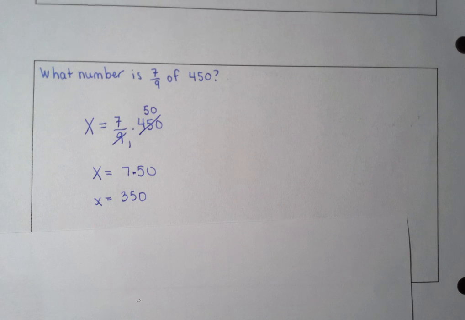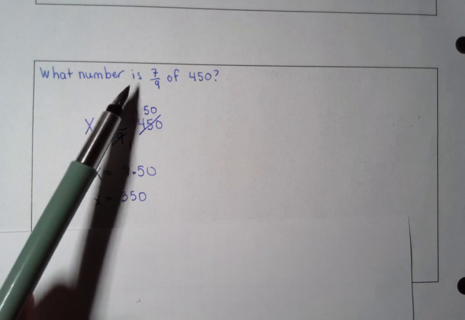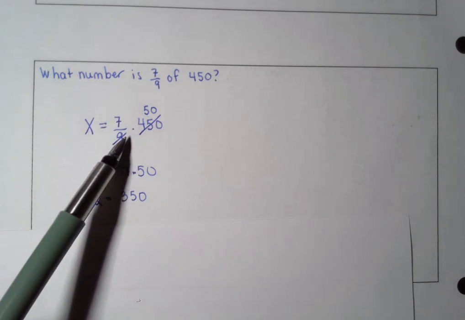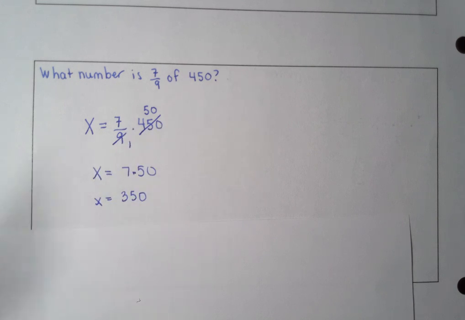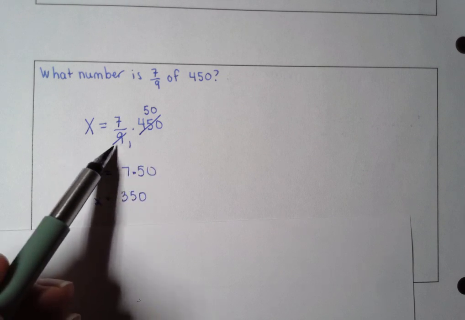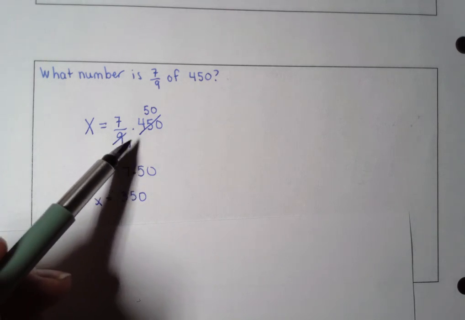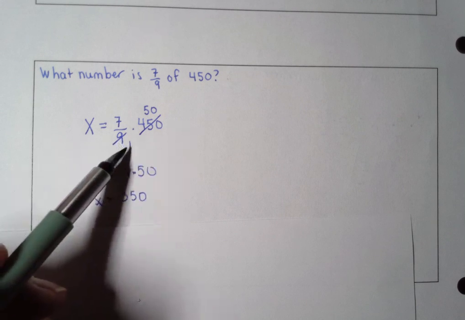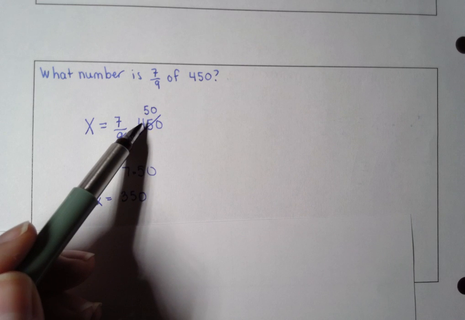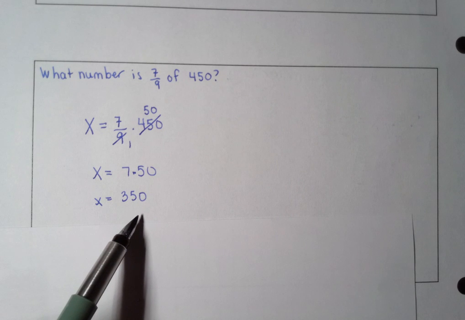And so checking this last answer, I translated this into an equation using x representing what number, is represents an equal sign, 7/9 of is times, multiplying by 450. So when I noticed this fraction times 450, I realized I could cancel 9 and 450 because they're both divisible by 9. 9 divided by 9 is 1. 450 divided by 9 is 50. And then I end up with 7 times 50. And 7 times 50 is just 350.